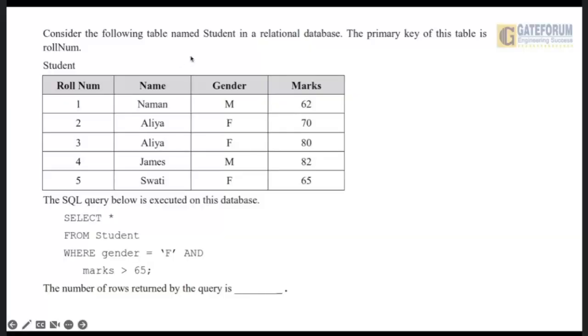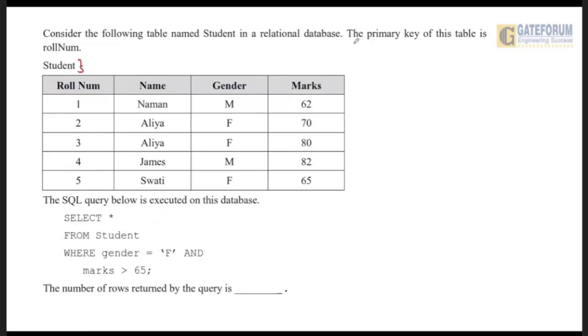from DBMS that came in GATE 2023. Let us first read the question properly. What is the question saying? Consider the following table named student in a relational database. Okay, so this is the table that has been given and the name of the table is student.